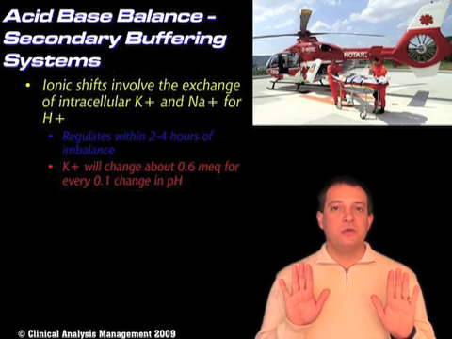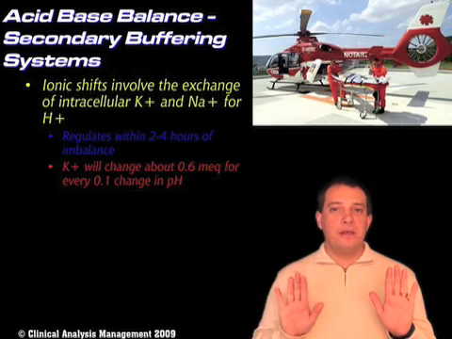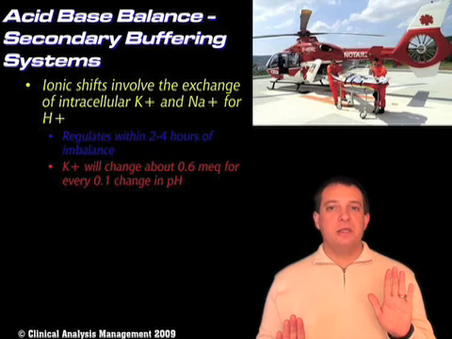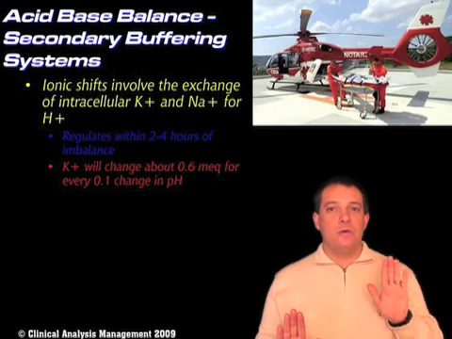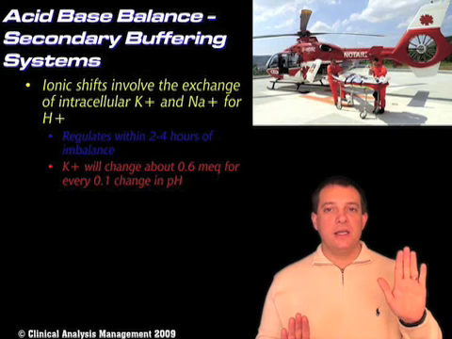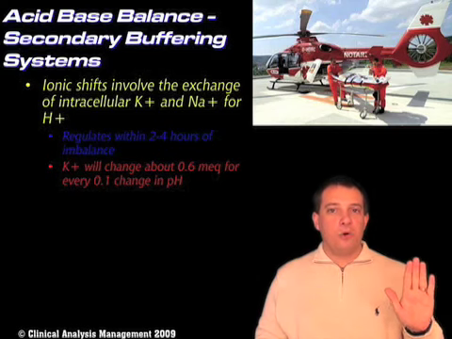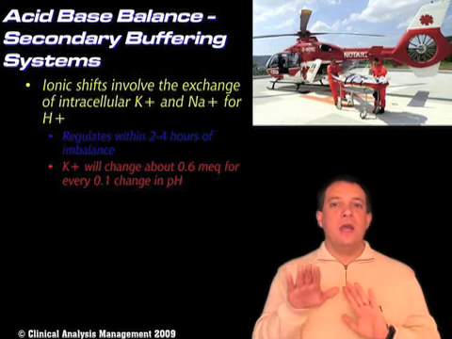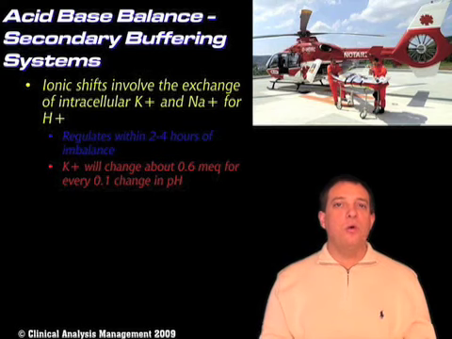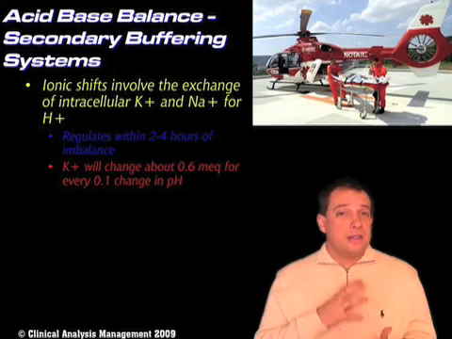So as their pH goes from 7.4 down to 7.3, I would expect to see that their potassium goes from 4 to 4.6. As their pH goes from 7.3 to 7.2, I would expect to see that their K goes from 4.6 to 5.2, and so on and so forth. That's a normal change in potassium in relation to the pH. That's normal physiology.